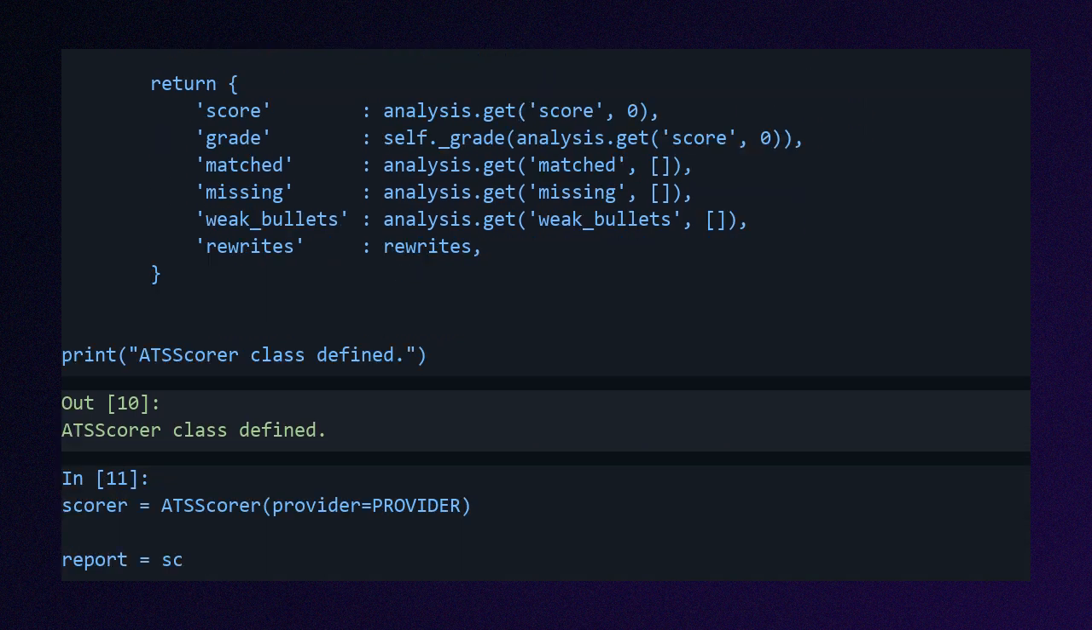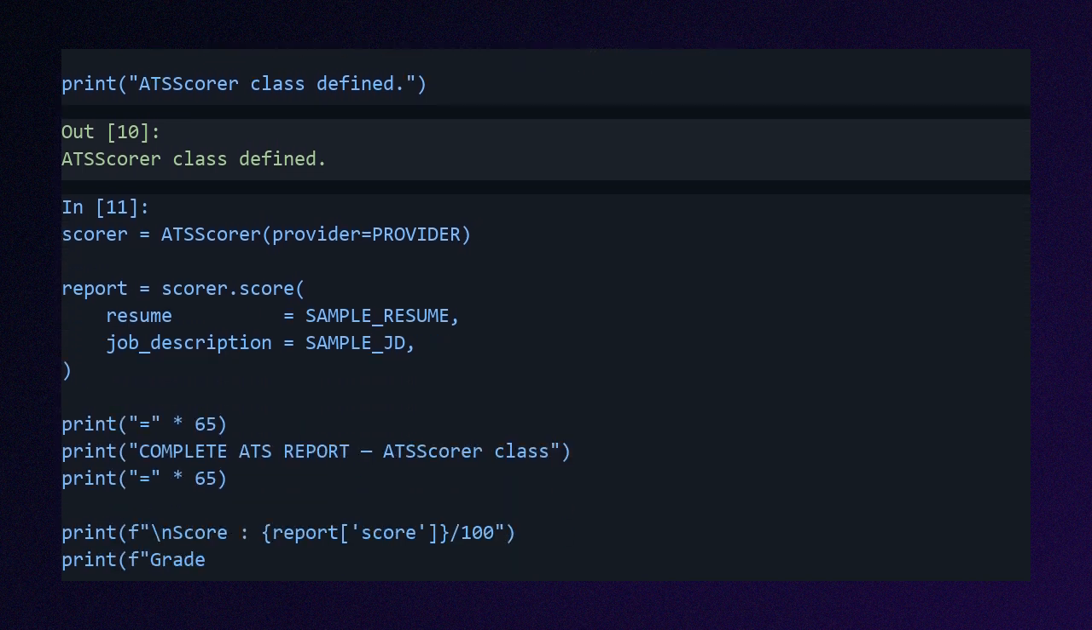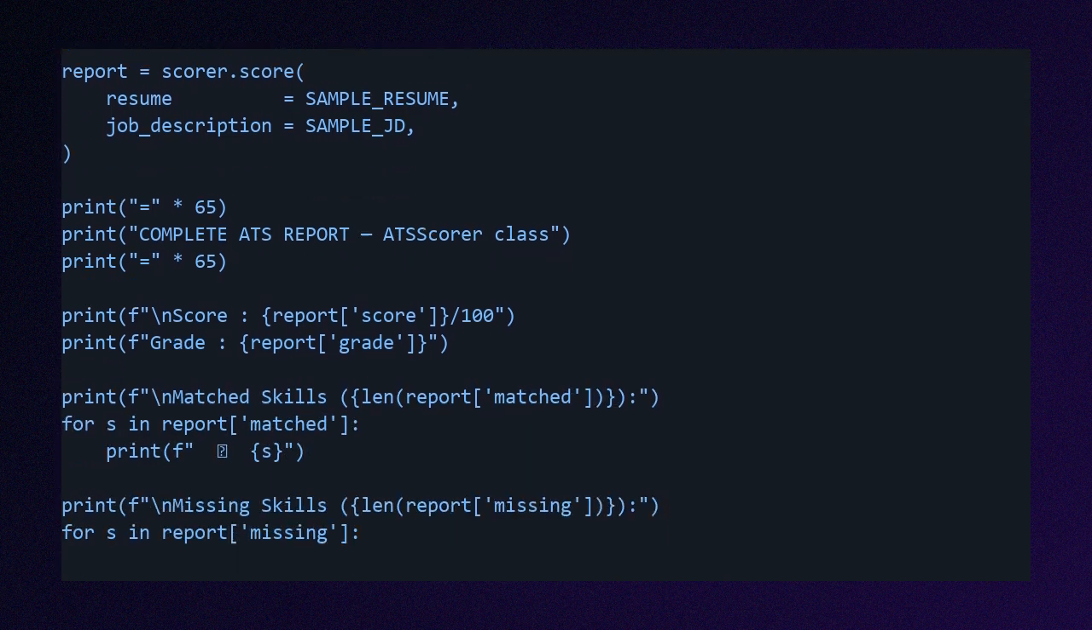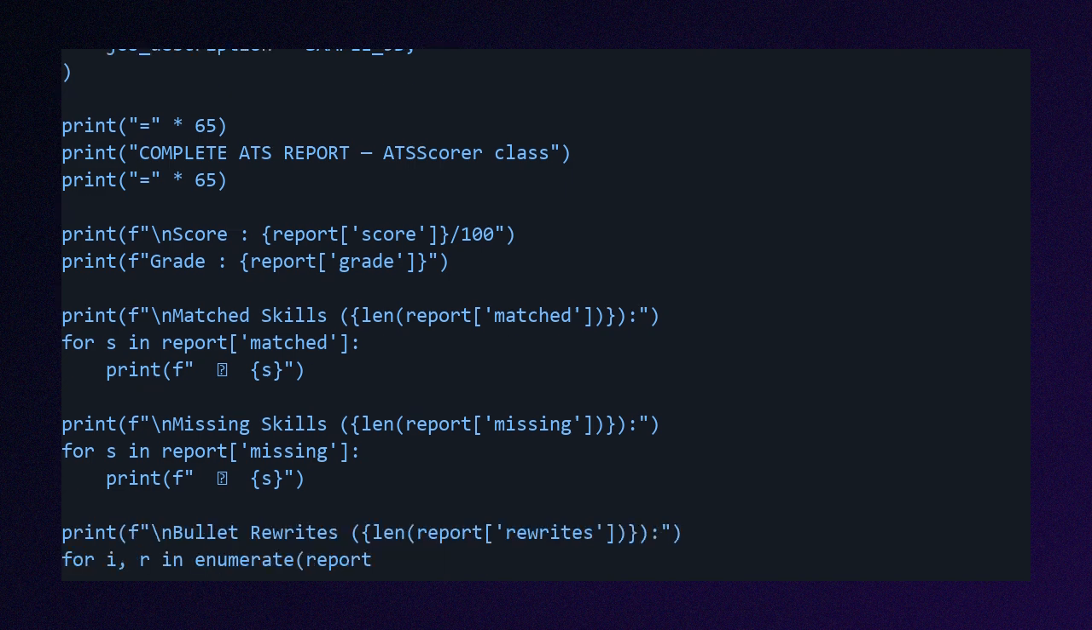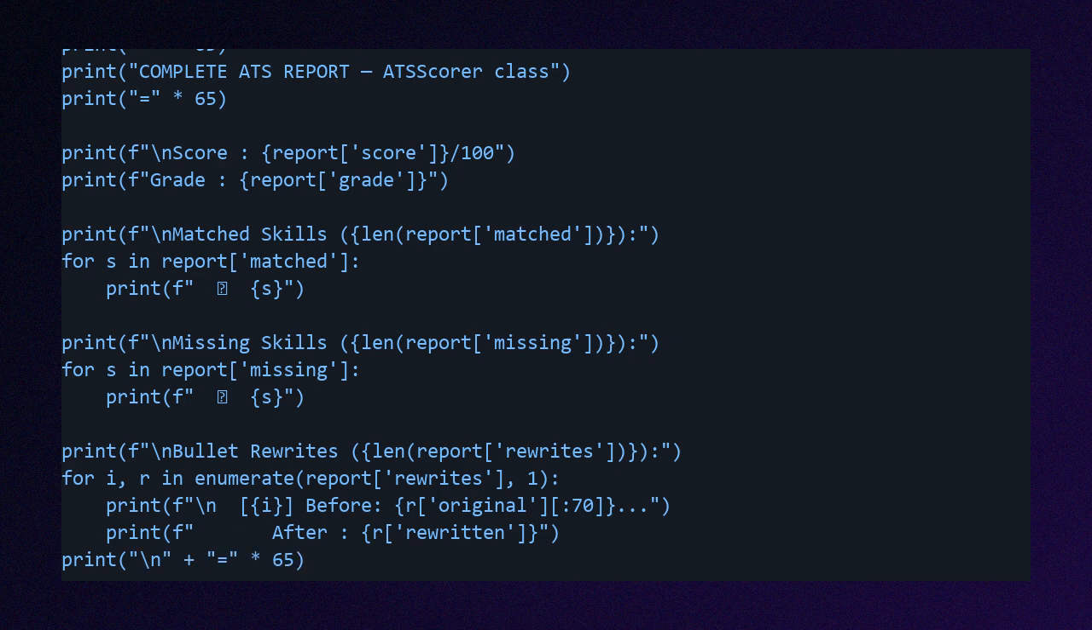The full end-to-end test using the ATSScorer class. One line to create it. One call to get the complete report. Then, we print everything: score, grade, matched skills, missing skills, and rewrites. Notice how clean the interface is. No chains visible. No prompts visible. No parsing logic. Just score, and a dict comes back. That is the interface you wire to a Gradio text box. Or a Streamlit upload widget, no changes needed.